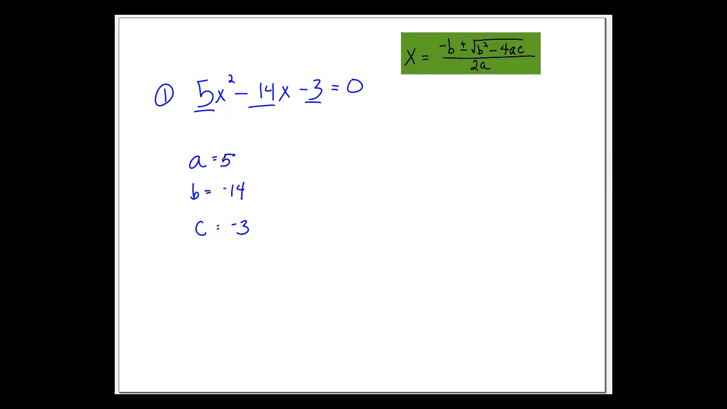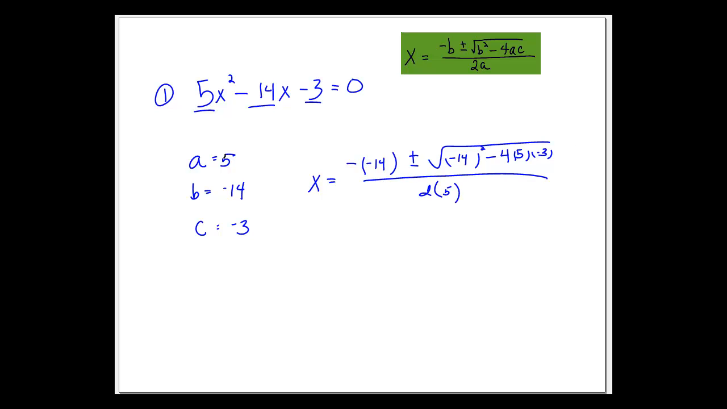Now we're going to put our a, b, and c into our formula. So looking at our formula, we're going to solve for x, which equals negative. I'm going to use parentheses for each number. So negative b, I'll have a negative 14. Be sure you put that negative in there. Plus or minus the square root. Again, I'm going to use parentheses where I'm substituting b squared. So that will be negative 14 squared minus 4, that's always a 4, times a times c. In place of a, I'm going to put 5. In place of c, I'll put negative 3. All over 2 times a, which is 2 times 5.